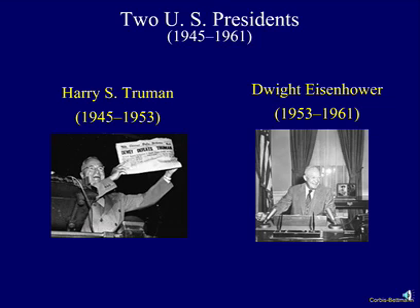This slide provides images of the two presidents who were in office during this time period. On the left, we see Harry Truman, who was president from 1945 to 1953. On the right, we see Dwight Eisenhower, whose administration was in place from 1953 to 1961. Their views had a lot of influence over U.S. policies during this era.